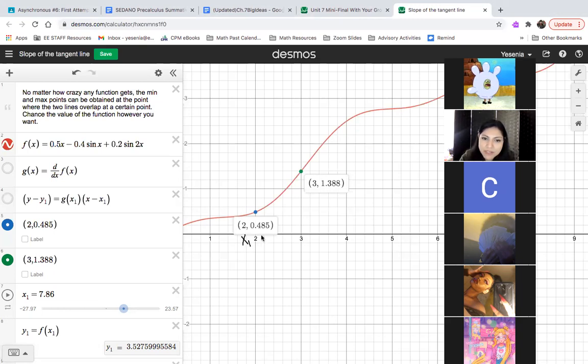So let's make this x1, y1. We've got x2, y2. Then we're going to use the handy dandy slope formula that I've been writing all the time: y2 minus y1, all divided by x2 minus x1. So y2 is 1.388, minus y1, which is 0.485, and then divided by x2 minus x1, so just 3 minus 2, of course, because it's apart by a minute.